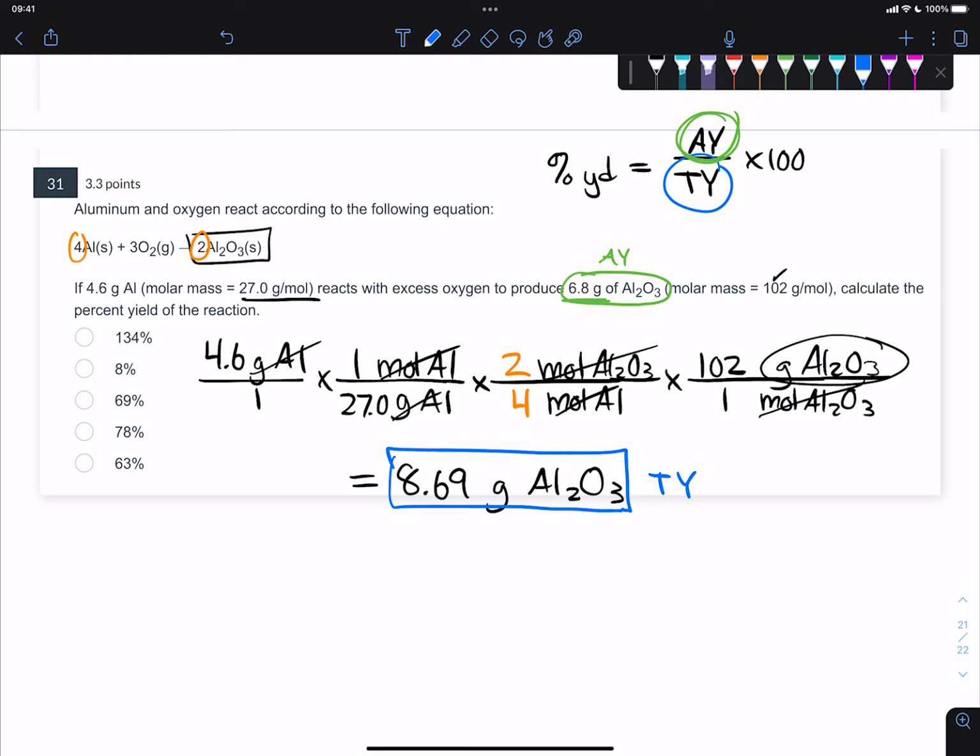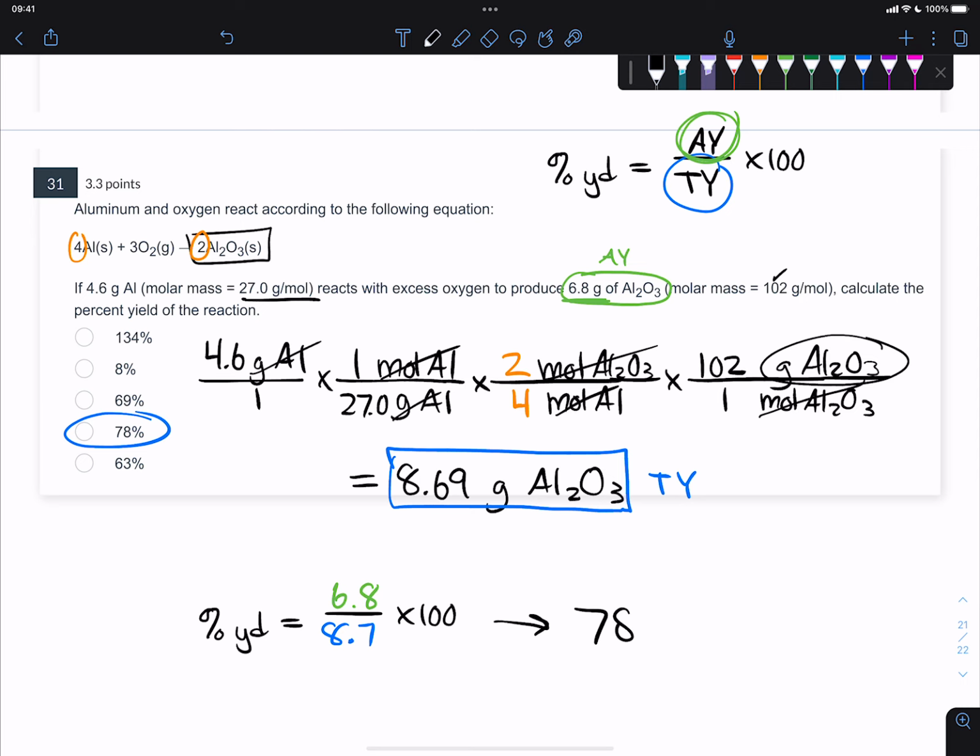So plug that into your equation. Let's take this equation, duplicate it, and just plug in our numbers. We know all of our values now. From the information in the problem, we had 6.8 grams. From the stoichiometry we just did, we have let's just call it 7. So 6.8 divided by that. Don't forget to multiply by 100, and we get about 78%. So that's the percent yield. So 78%.